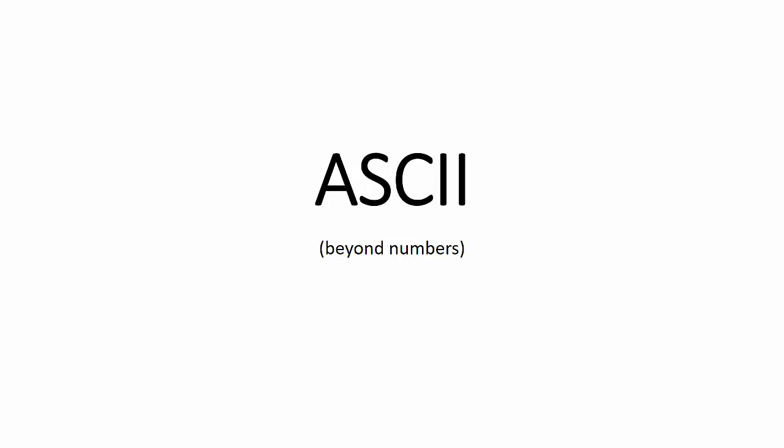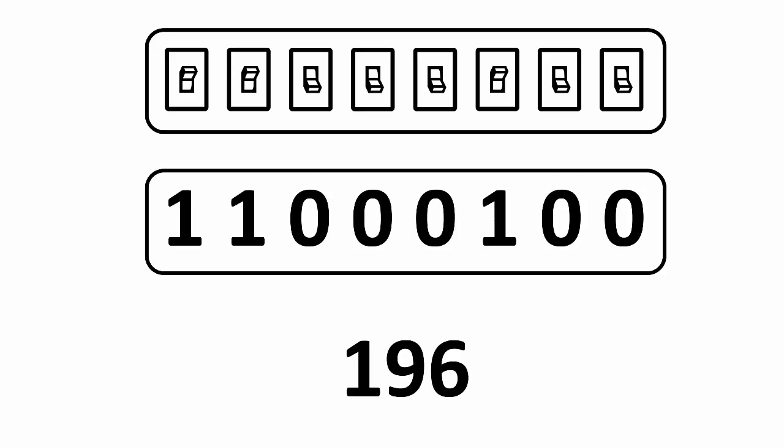In this video, we're going to explore beyond numbers and start working with letters and characters with ASCII. So a quick review. Computers are made up of billions of switches. Those switches can be thought of as ones and zeros, and once we know how to count with ones and zeros, we can represent any number we need to do. But that's all just numbers. What if we want to move beyond numbers?